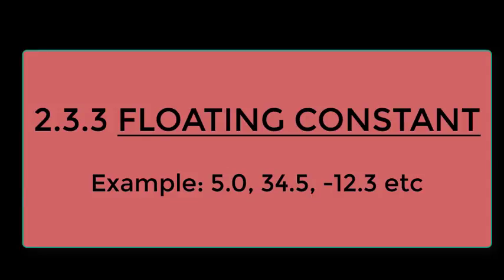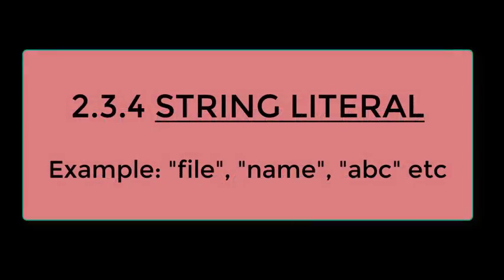Floating constants. Floating constants are also called real constants. Real constants are numbers having fractional parts. They may be written in fractional form or the exponent form. The last one is string literal. Multiple character constants are treated as string literals. A string literal is a sequence of characters surrounded by double quotes, as shown in the example.